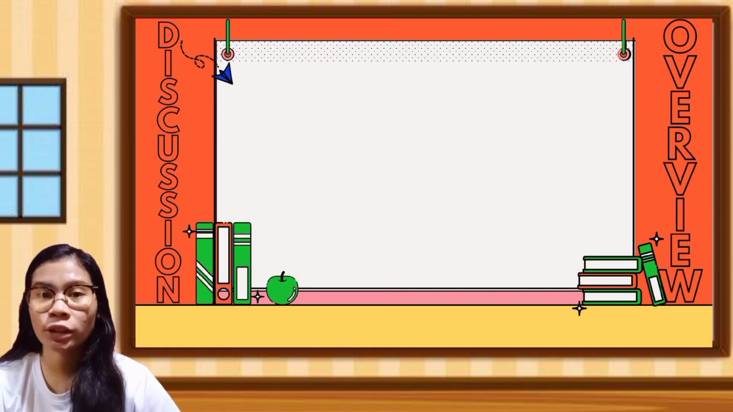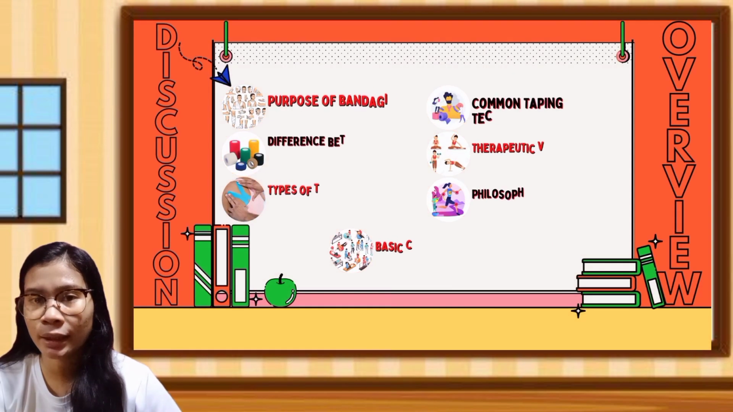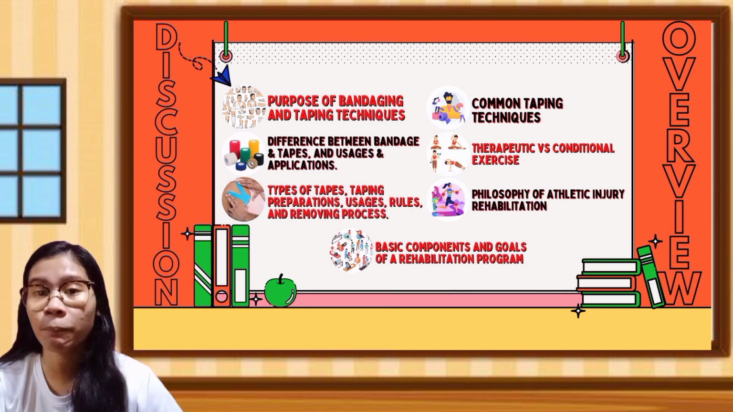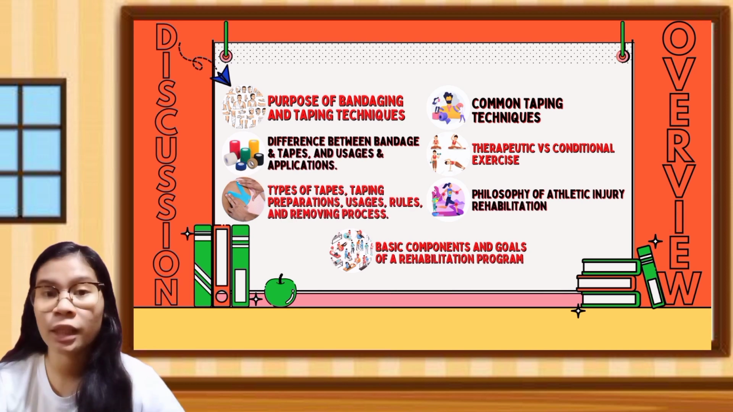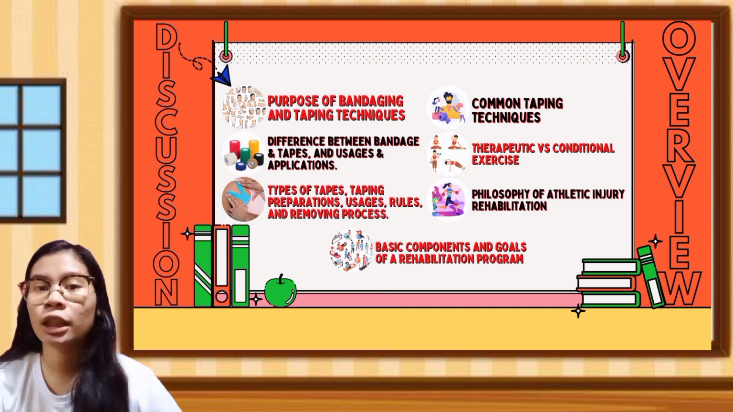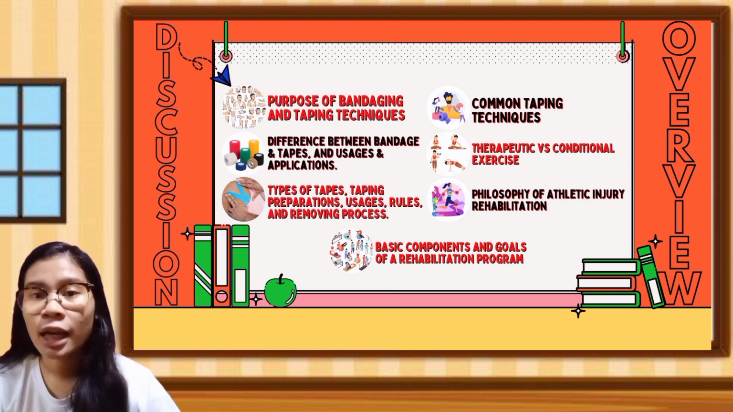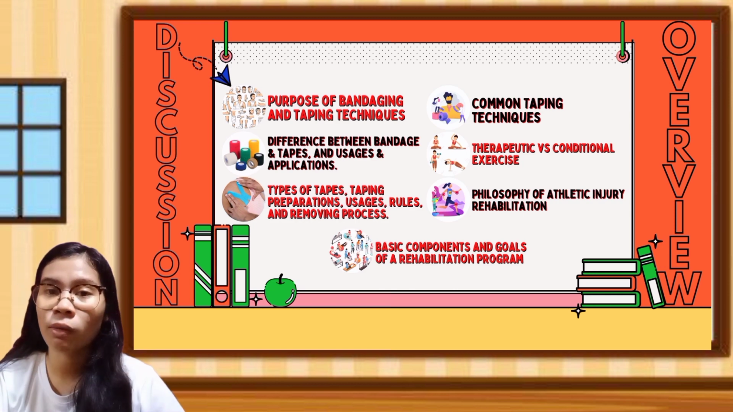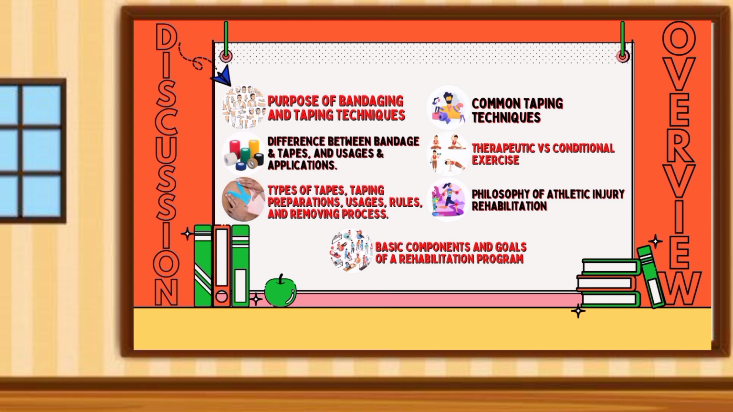As for our discussion overview, our group is going to discuss the purpose of bandaging and taping techniques, the difference between bandages and tapes and their usage and applications, types of tapes, taping preparations, usage, rules and the removing process, common taping techniques, the difference between therapeutic versus conditional exercise, the philosophy of athletic injury rehabilitation, and lastly, the basic components and goals of a rehabilitation program.